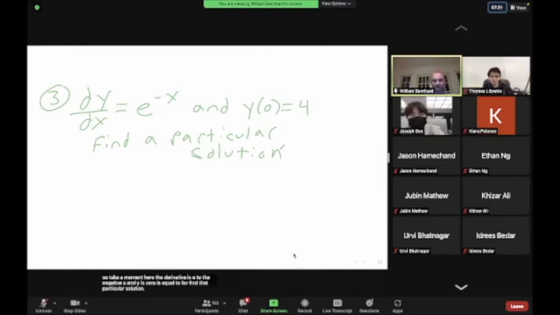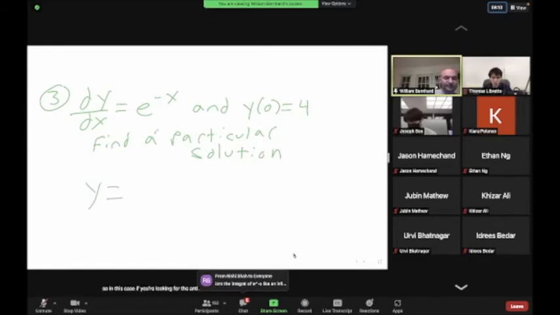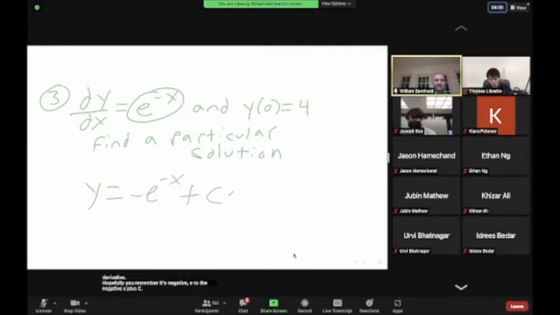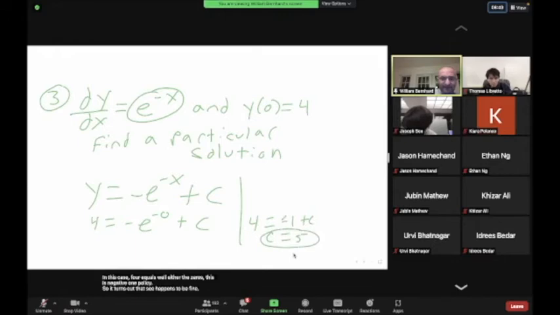Find the particular solution. So in this case, if you're looking for the antiderivative, hopefully you remember it's negative e to the negative x plus c. The plus c would be a general solution. However, y of 0 is equal to 4. So 4 equals negative e to the negative 0 plus c. In this case, 4 equals, well, e to the 0, so this is negative 1 plus c. So it turns out that c happens to be 5 here. So right away, we can give ourselves the particular solution of negative e to the negative x plus 5. So that would be our particular solution.